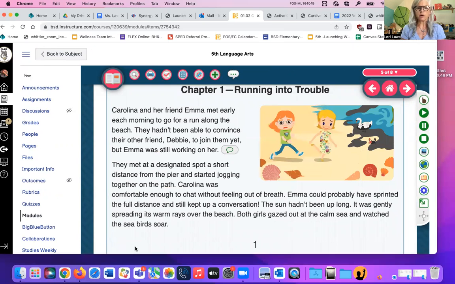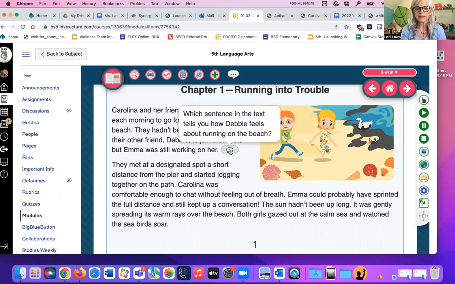Chapter 1, Running into Trouble. Carolina and her friend Emma met early each morning to go for a run along the beach. They hadn't been able to convince their other friend Debbie to join them yet, but Emma was still working on her.